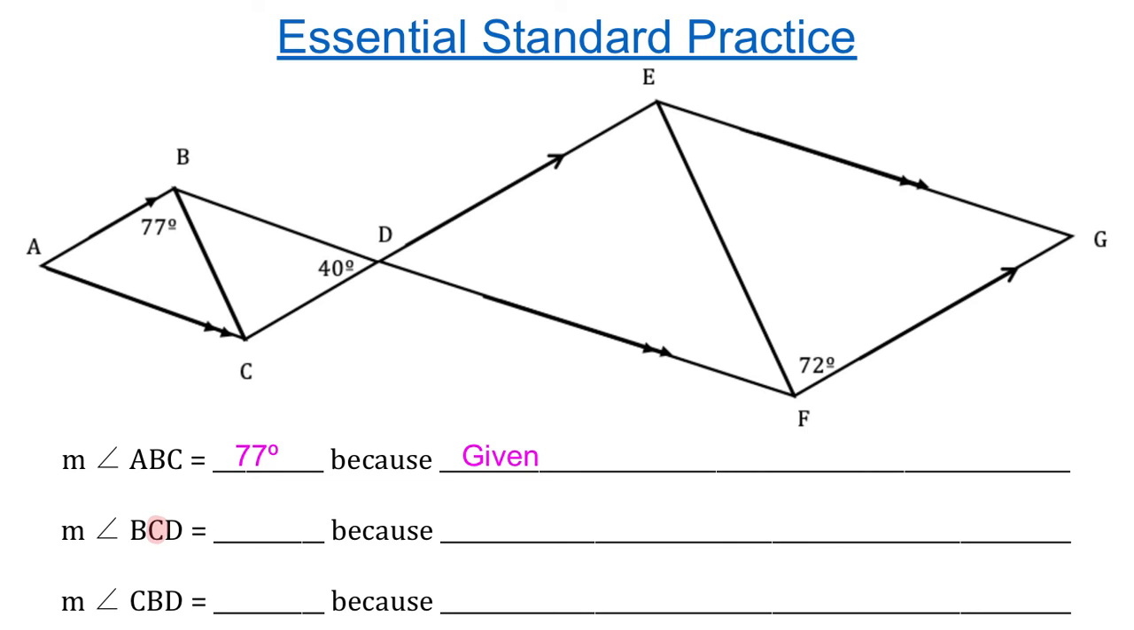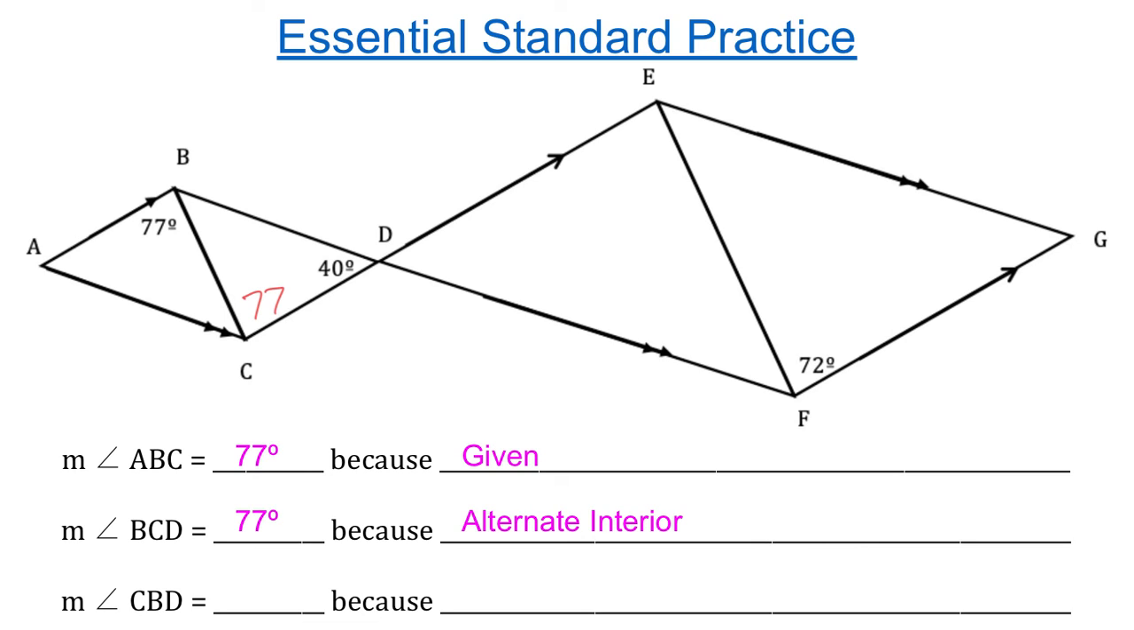The next one I'm going to try to identify is BCD. So C is my vertex, which means I'm going to be focusing in on the angle at C. So BCD is going to be this angle down here. That angle is also going to be 77 because those two angles are alternate interior angles. So I'm going to go ahead and label this 77.